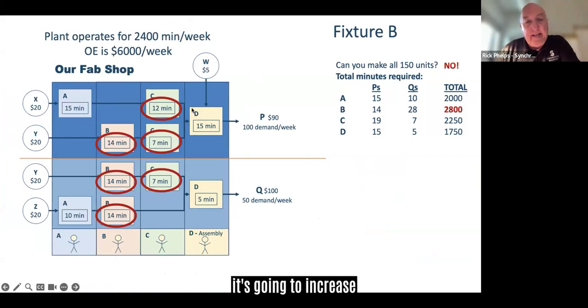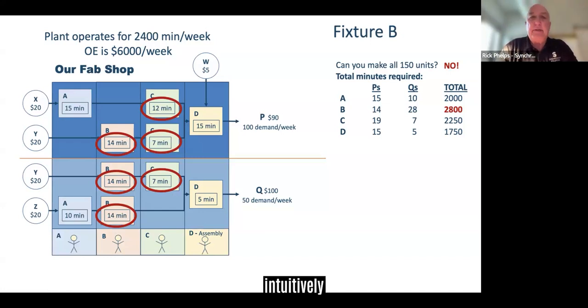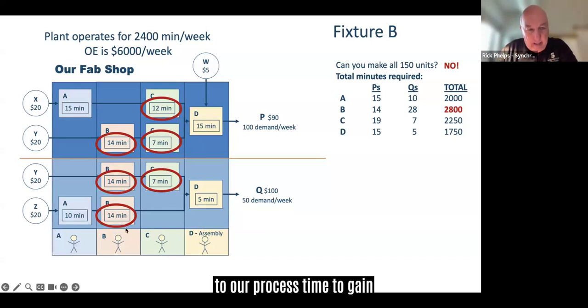Fixture B, on the other hand, is going to increase the time spent at process C, which intuitively seems backwards, right? We're going to add 2 minutes to our process time to gain 1 minute over here. And this is a really important lesson to think about. We are willing to take more time in a non-constraint if we can save time on the constraint, right?